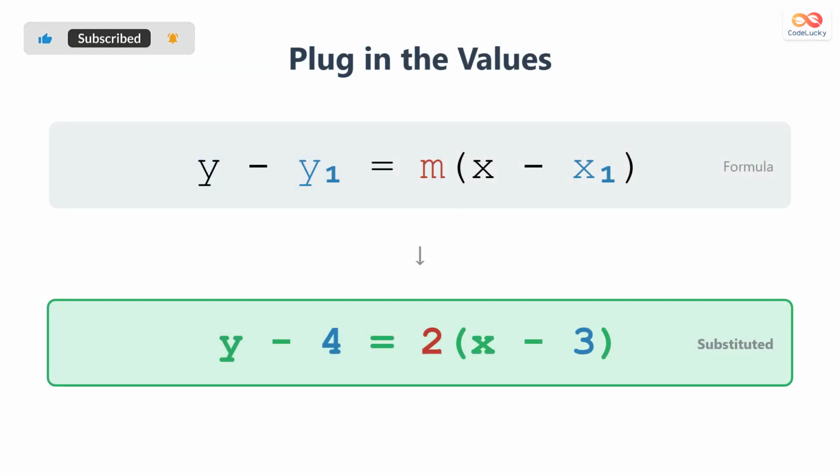Now, we simply plug these numbers into our formula. The y value of 4 goes with the y, and the x value of 3 goes with the x. The slope of 2 goes in front of the parenthesis. So, the equation becomes y minus 4 equals 2 times x minus 3.